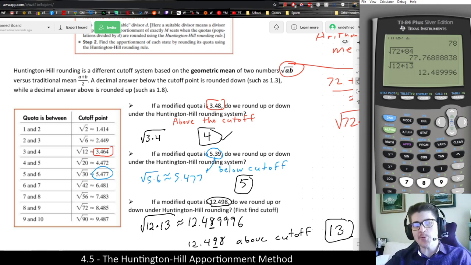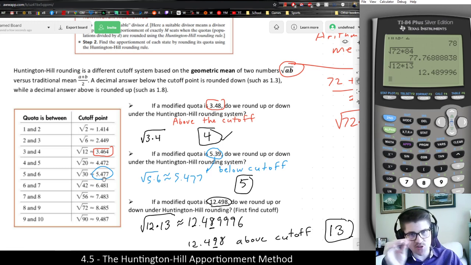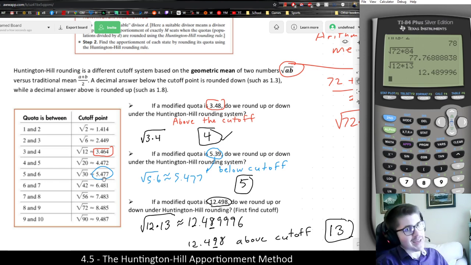So one of the last things I wanted you to notice before we actually do an example is that Huntington Hill rounding is almost the same as conventional rounding. The only difference is the cutoff points are a little bit fluid. And as the numbers increase, it actually gets closer and closer to the arithmetic mean. Another thing is the geometric mean of two numbers is always smaller than the arithmetic mean, when it comes to whole numbers, at least. Notice that all of these are 1.4, 2.4, 3.4. It's always going to be very close, and the margins are very slim. But it's slightly better than using the arithmetic mean. Mathematically, that's why we use it.